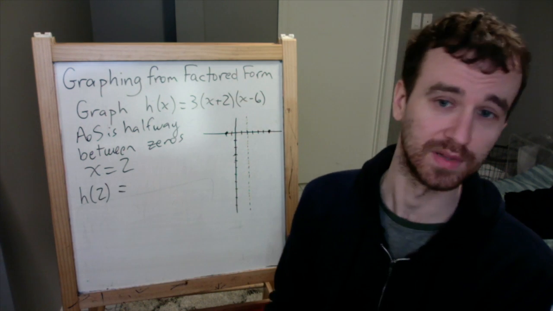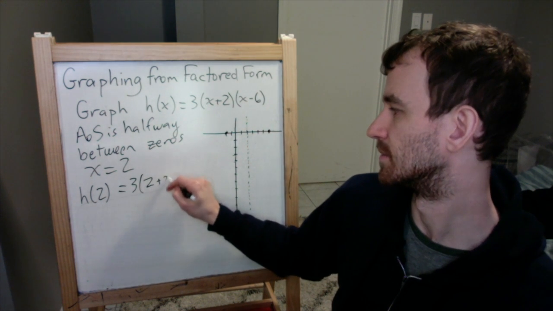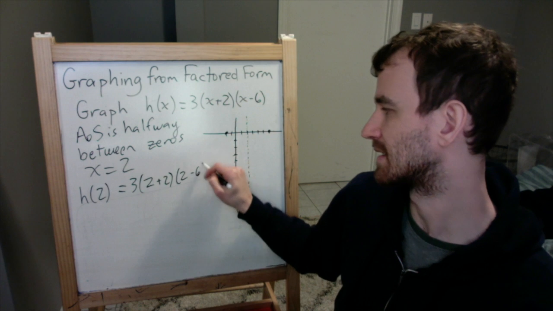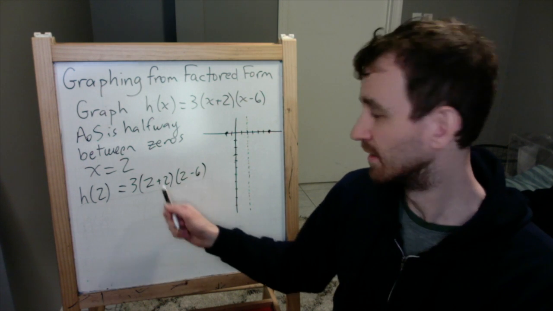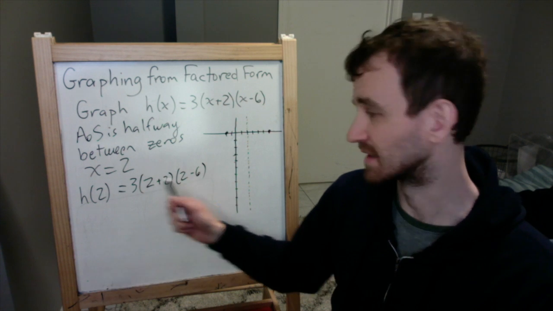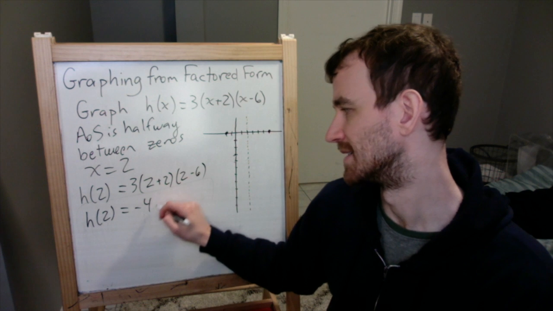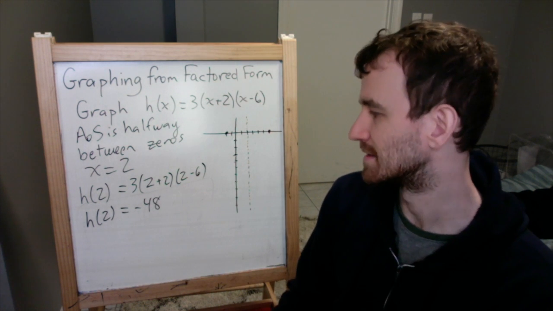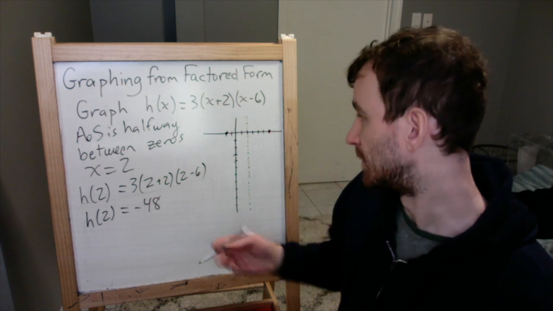whatever we get when we plug in 2, which is 3 times (2 plus 2) times (2 minus 6). 2 plus 2 is 4. 2 minus 6 is negative 4. 4 times negative 4 is negative 16, times 3 is negative 48. Our vertex is at negative 48. Then we're going to graph that point.